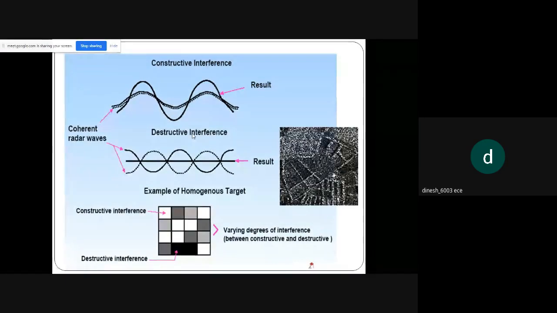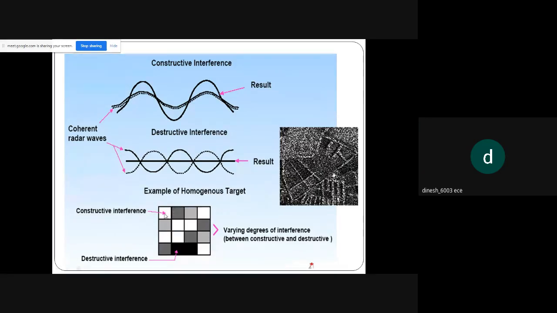Then you can see the constructive interference will look like this. Homogeneous target means that all the plane surfaces are equal. The target is like that.